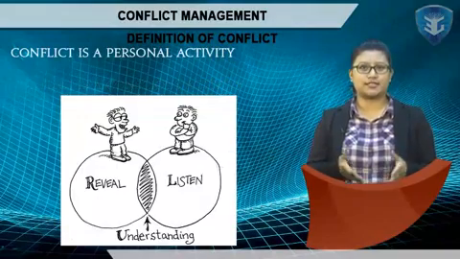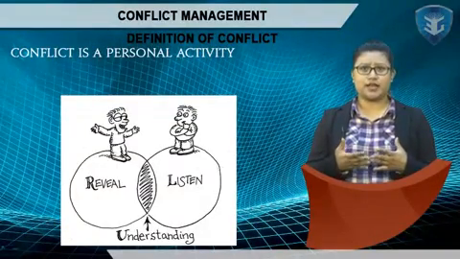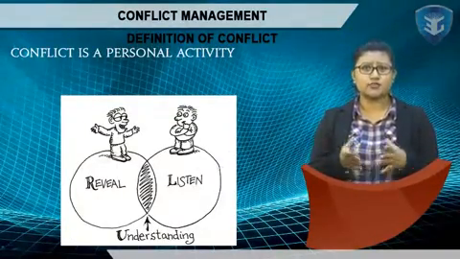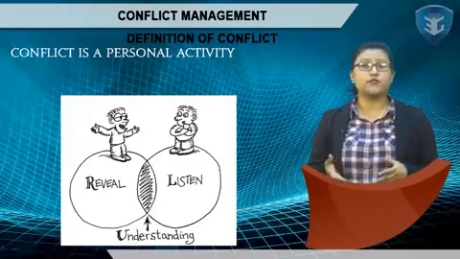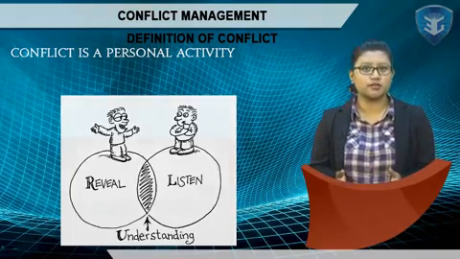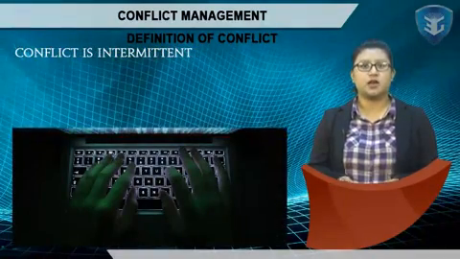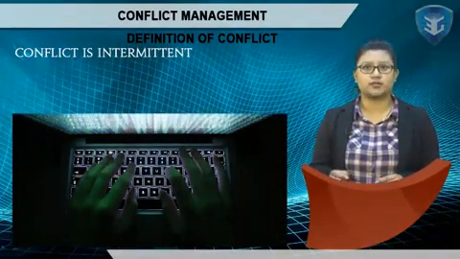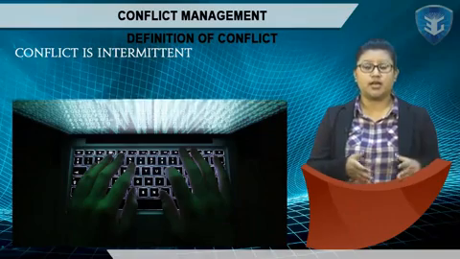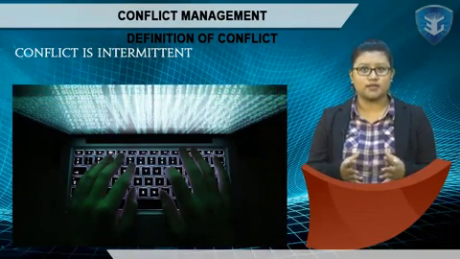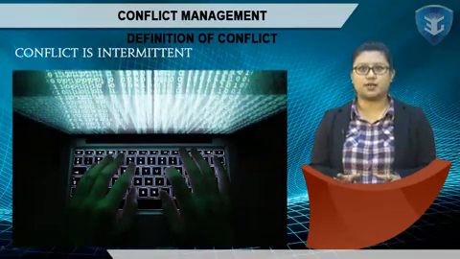Conflict is a personal activity. The main objective is to defeat the opponent party. The conflicting parties personally know each other. Conflict is intermittent. Conflict is not a continuous process. It takes place occasionally. It occurs all of a sudden and comes to an end after some time.